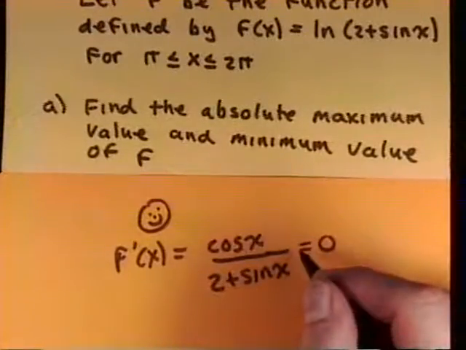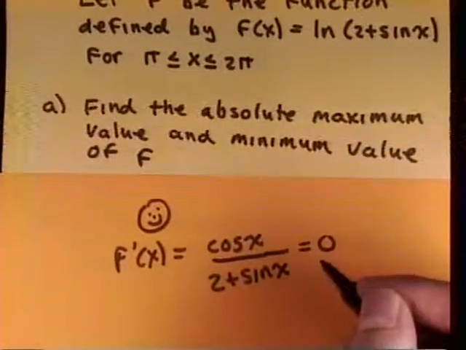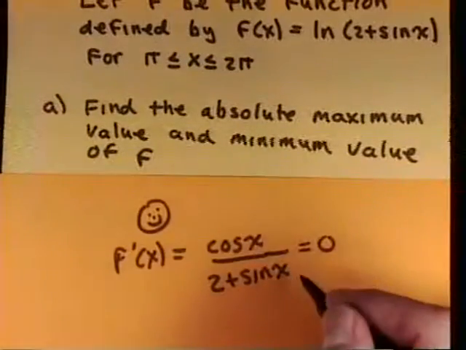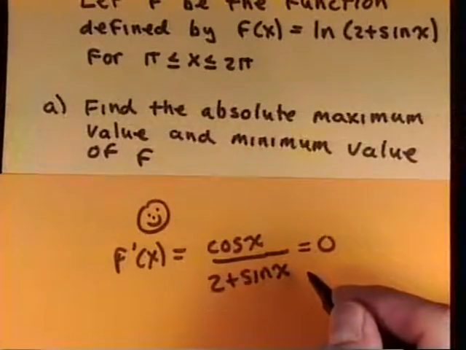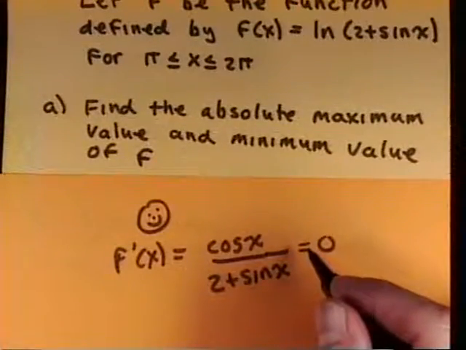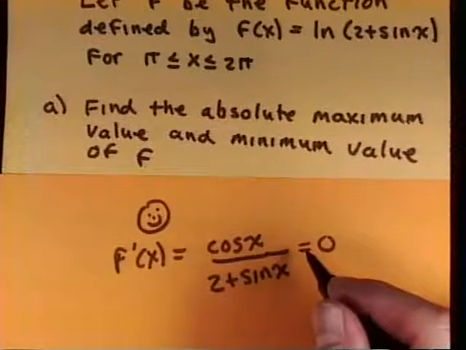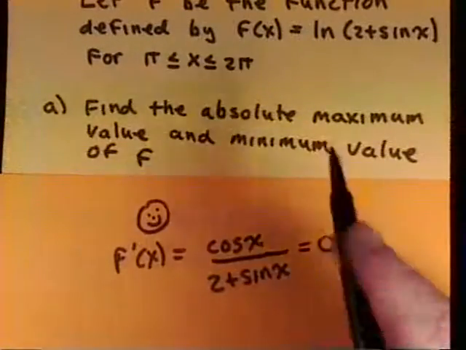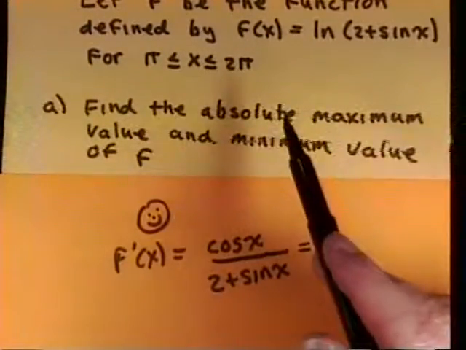Okay, so we got to set the numerator and denominator equal to 0. From pi to 2 pi, when does cosine equal 0? At pi over 2. What's the cosine of pi? Negative 1. And what's cosine of 2 pi? Cosine of 2 pi is 1.